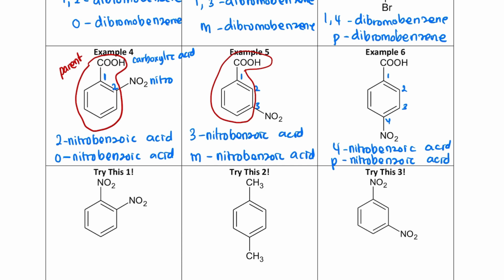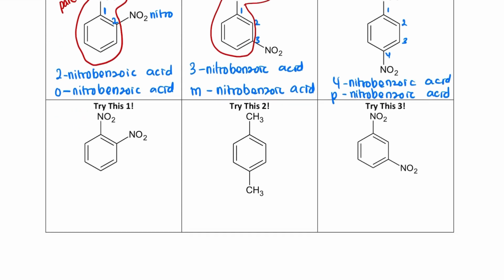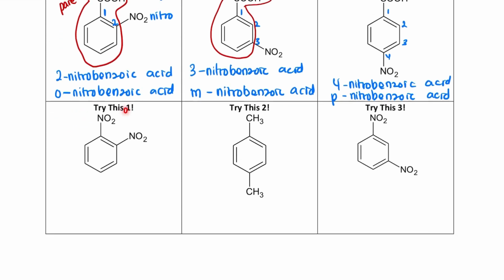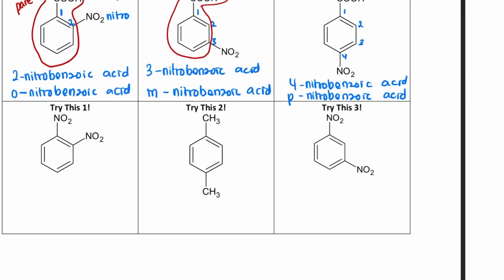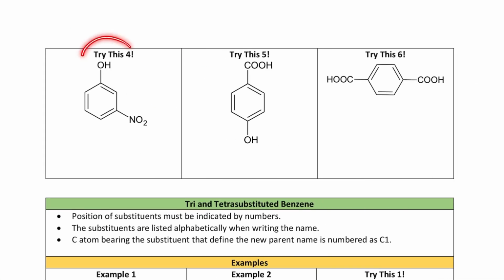Okay, alright, so settle. Itu je example yang saya nak tunjuk for di-substituted benzene. The rest ada try this 1, try this 2, try this 3. Okay, kamu cubalah sendiri. Oh ada lagi, try this 4, try this 5, try this 6. We will discuss the answer in class.